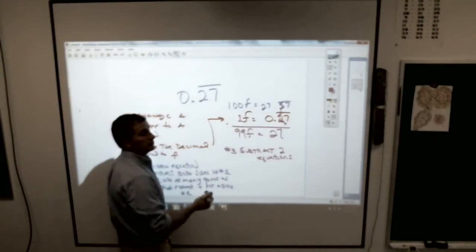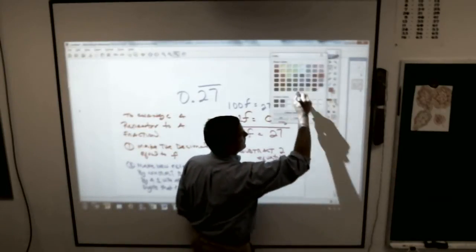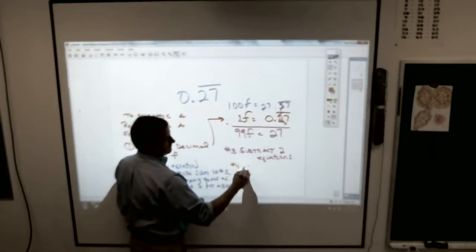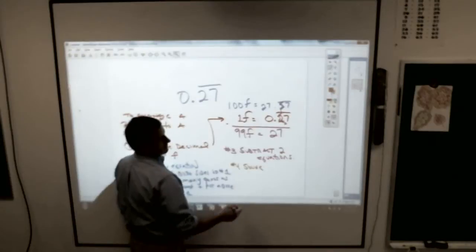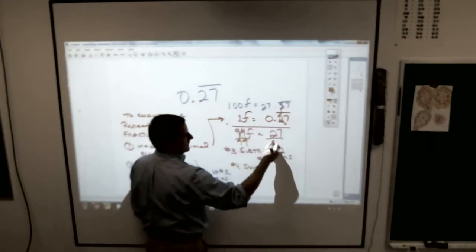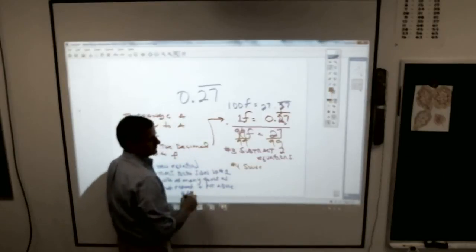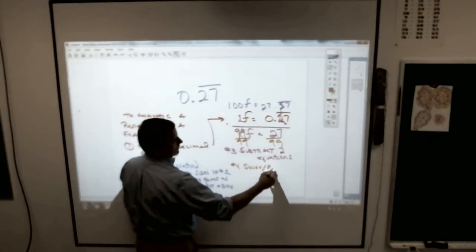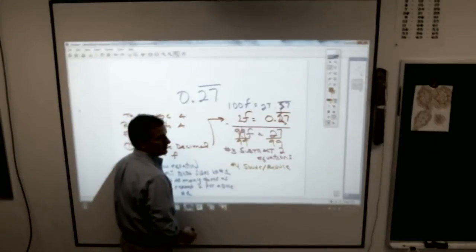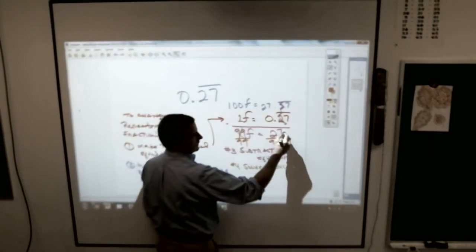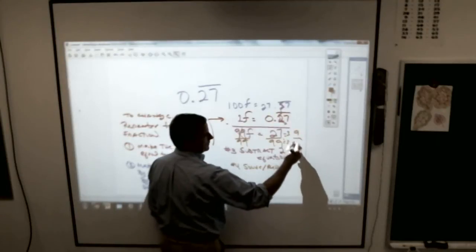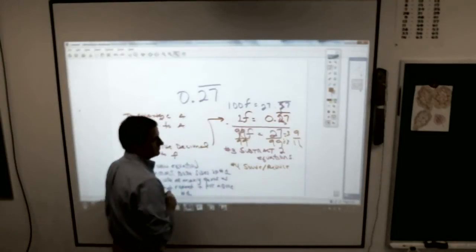Now the repeater's gone, and we can deal with this simply by doing what? Step number 4 is solve the equation. Which means you divide by 99, get F by itself, and if you reduce that, ladies and gentlemen, you get, divide both by 3, 9, 11s.